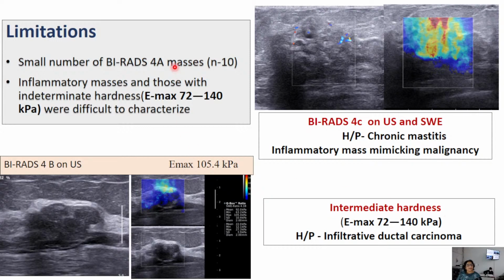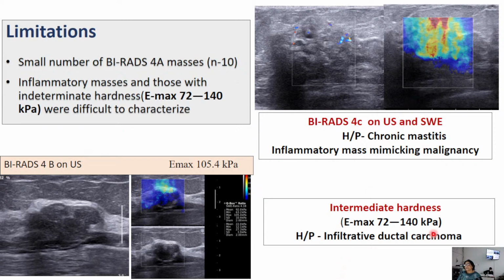However, things were not all that simple. We faced a lot of limitations. First limitation was the presence of inflammatory masses in our setup. What we find is a clearly malignant mass on the BI-RADS. This is BI-RADS 4C on ultrasound, and it is hard; you can see the yellow, orange and red colors, indicating that both on ultrasound as well as on shear wave elastography, it is a malignant mass. However, histopathology showed that it was chronic mastitis. This is often known to mimic malignancy. So it's very difficult and we could not characterize it properly.